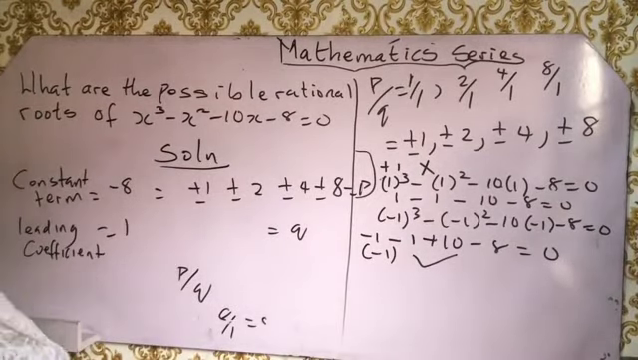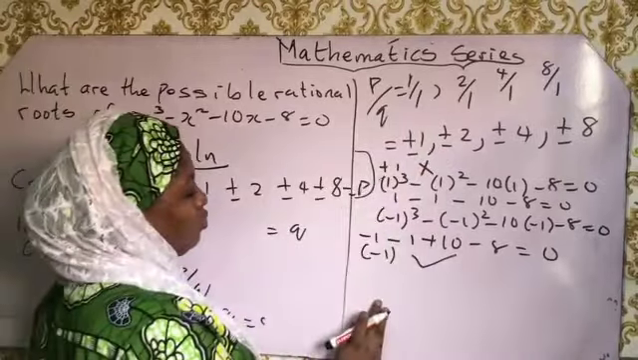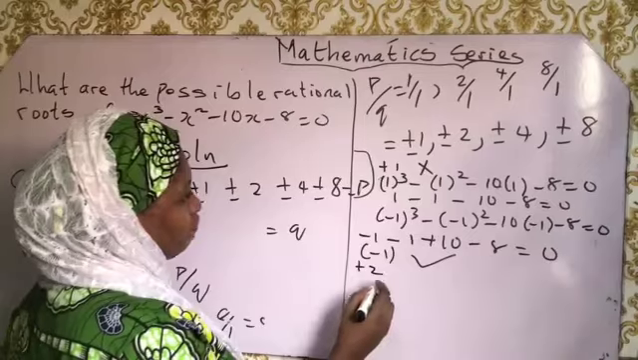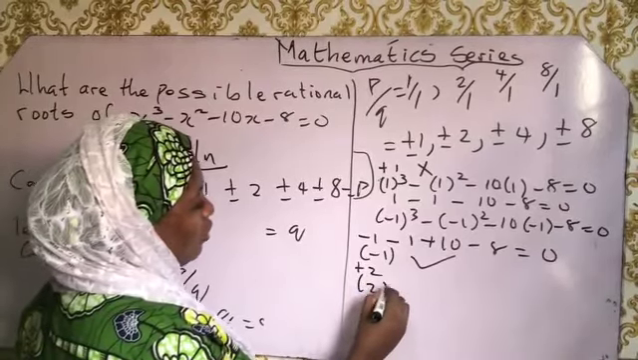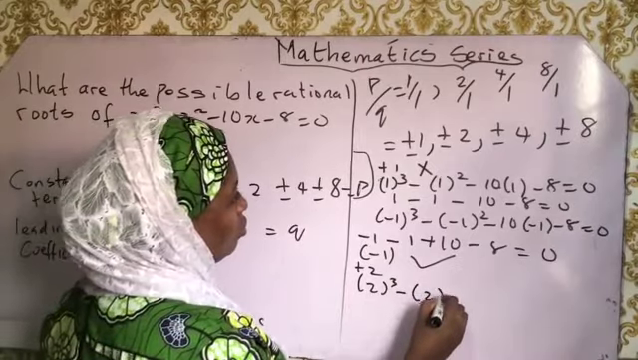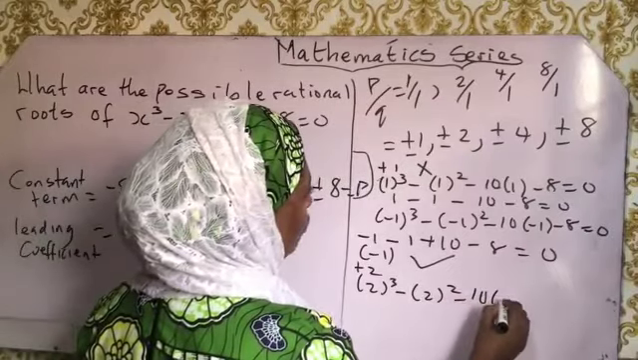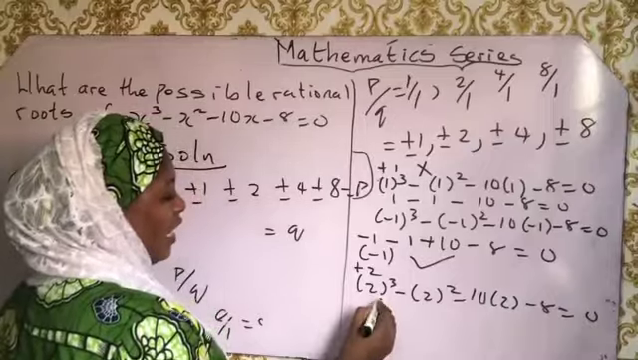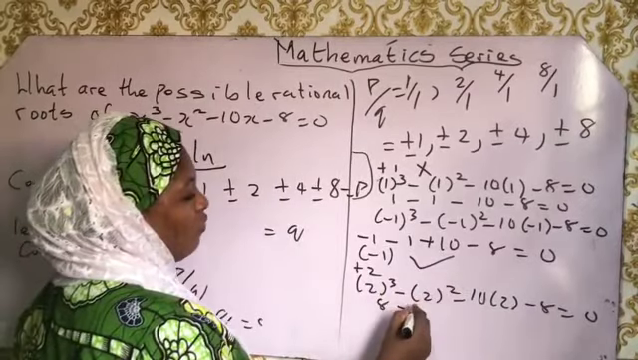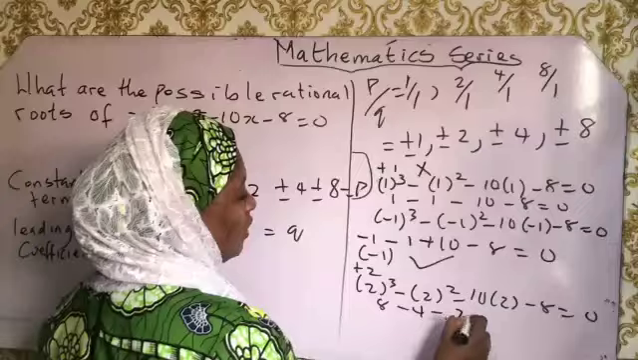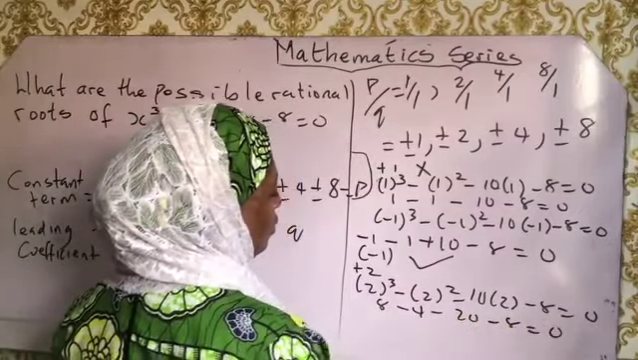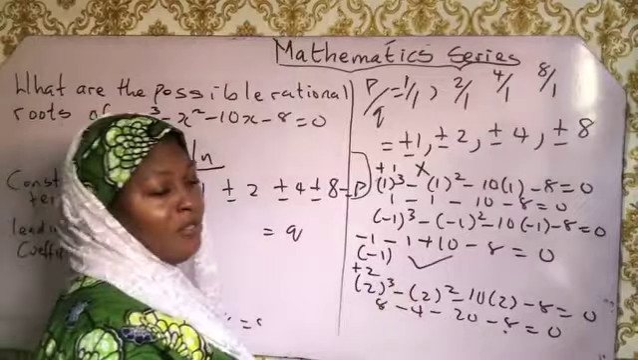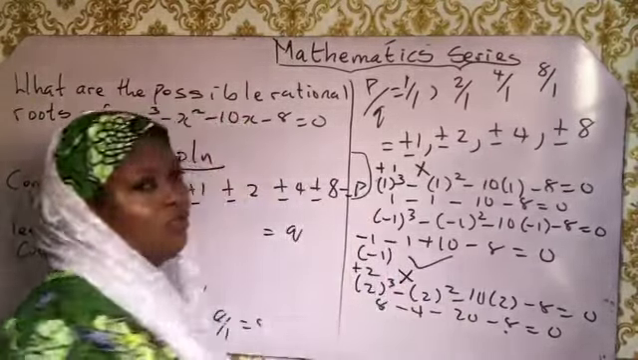Then we also have, let's try plus or minus 2. So let's try plus 2. Now for plus 2, you have 2 cubed minus 2 squared minus 10 into bracket 2 minus 8 is equal to 0. 2 cubed is 8, minus 2 squared is 4, minus 10 times 2 is 20, minus 8 is equal to 0. Of course, 8 minus 8 is 0, minus 4 minus 20 will give you minus 24. This is not a root.